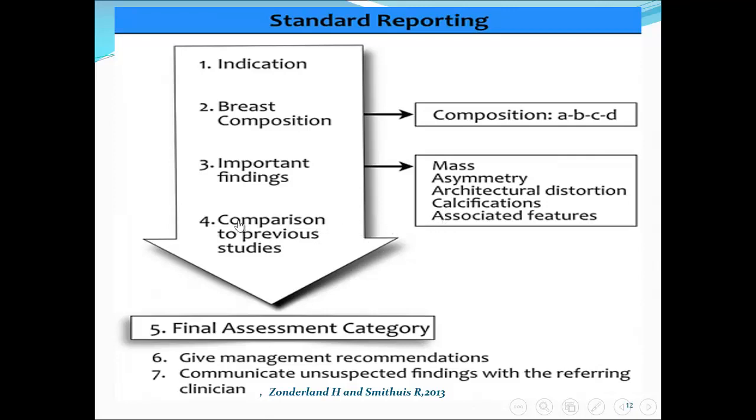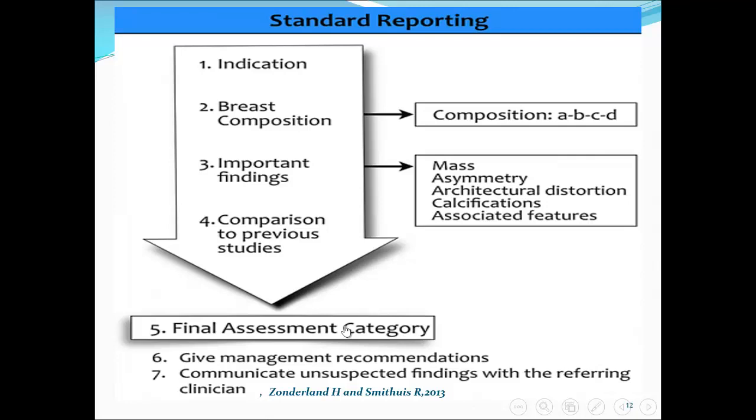And then comparison to previous study. If the patient has a previous study, if she's doing screening and we have a newly developed asymmetrical lesion, we can see the previous study. If the patient is on chemotherapy and we want to know whether the tumor is regressing or not, you must go back to the previous study. And then you put your final assessment category. What is the BI-RADS of this lesion? And we give a management recommendation. If you recommend wire localization and excision, or you recommend biopsy, you must put a hint to the clinician about the recommendation you want.